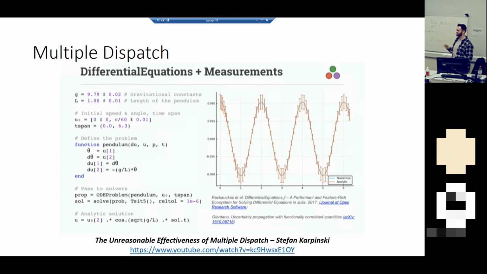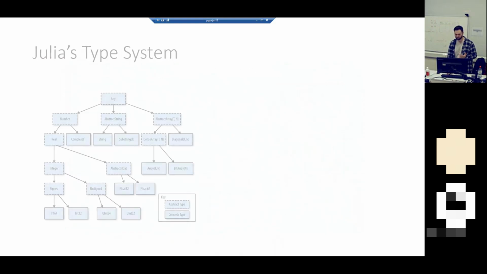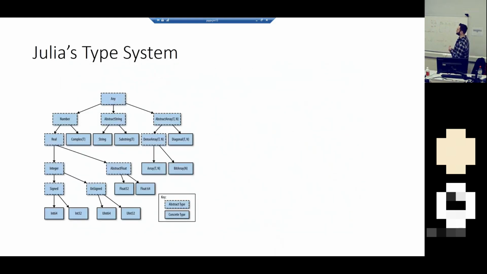There are some limitations in that, which we'll come to, but yeah, that's the sort of main point. And the way it does this is through its type system. So this kind of looks like a type inheritance tree. Some of you may have seen inheritance before from other languages. It's quite different from how other languages do inheritance.